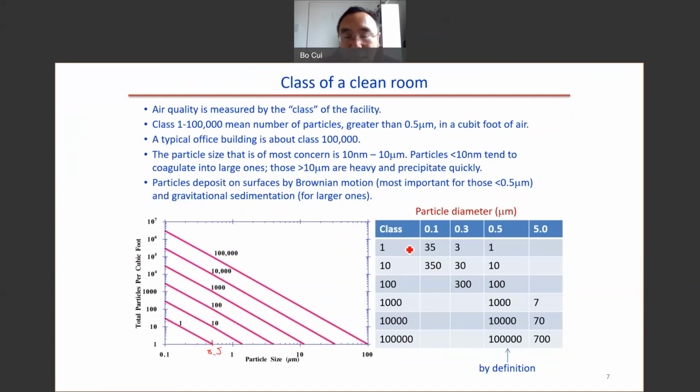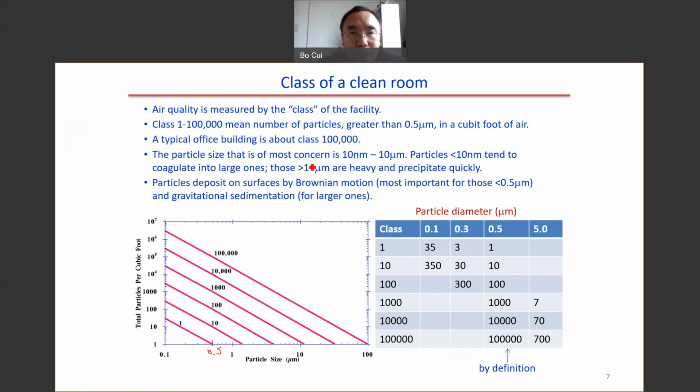For me, I think today the best clean room is class 1. I have visited a clean room with class 10. At University of Waterloo, the quantum nanofab in the QC building is class 100 for the lithography room and class 1000 for other rooms. The typical office building is about class 100,000.